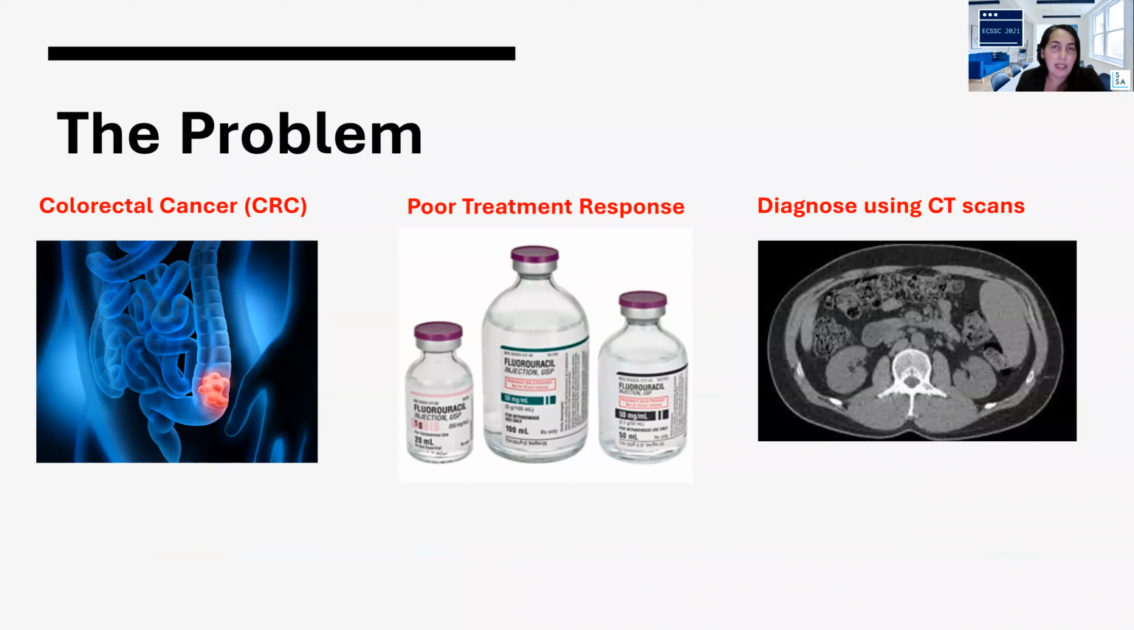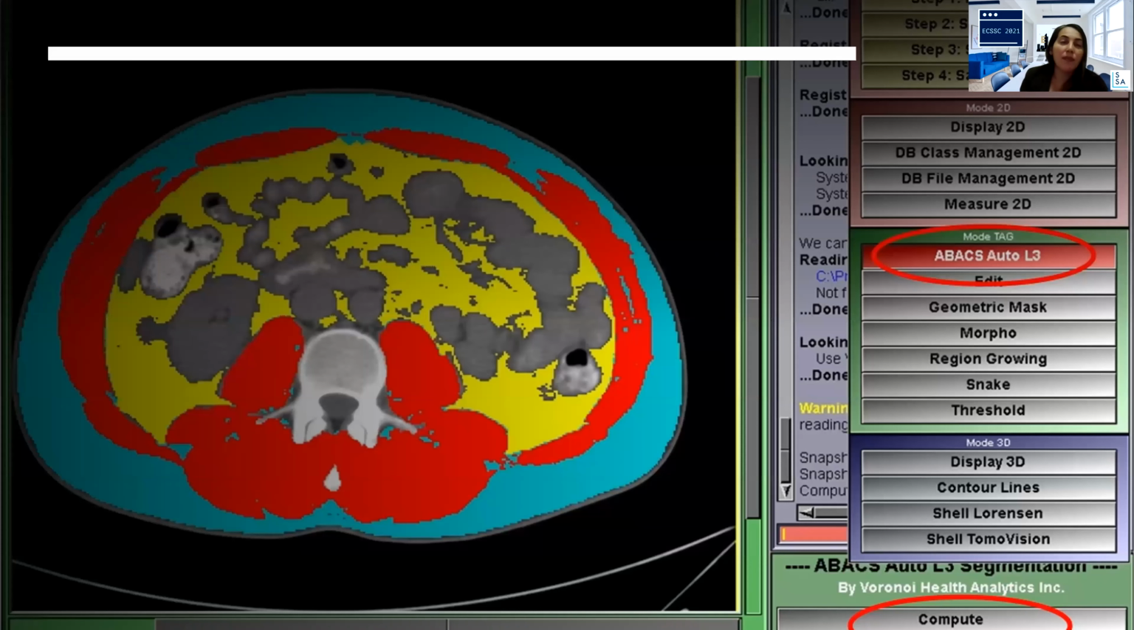Colorectal cancer is the second leading cause of cancer-related deaths in Australia. While there are treatments available, how patients respond to these treatments is highly variable, with some patients experiencing adverse reactions and poor outcomes. Clinicians typically rely on these images called CT scans, which are cross-sectional scans of the human body. They look at the distribution of tissues within the scans and identify how well or how poorly a patient is going to respond to their treatment.